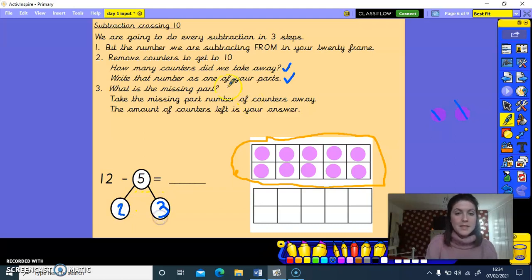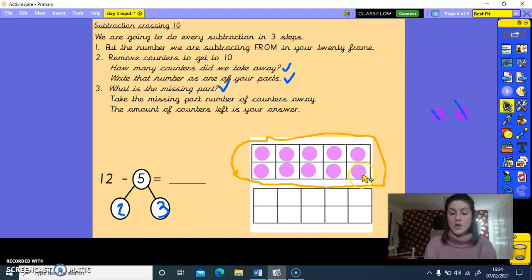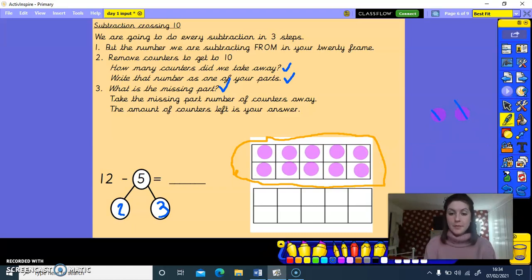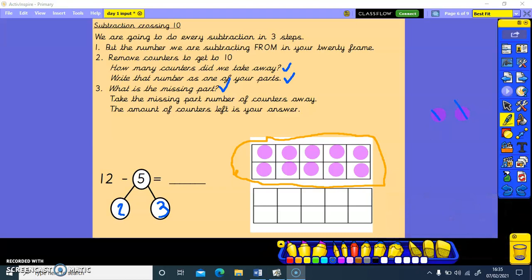So I've worked out the missing part, which means now I need to take away the rest of this, which will give me my answer. So I now need to take away 3. Do it with me. Oh, they're all going to come away, so I'm going to rub them out instead. But you will move them out. I'm just going to rub them, okay?